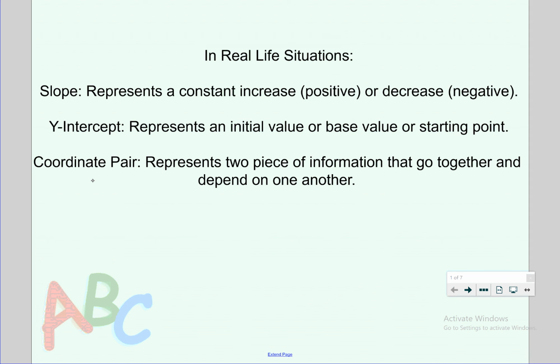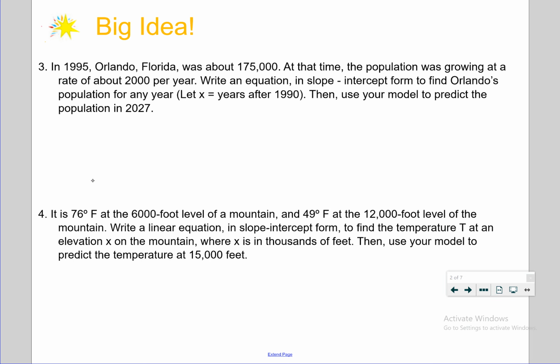You might be given a point. So if you have two pieces of information that go together, that represents an x and a y on a point in your line. You just have to maybe decide what's the x and what's the y. Remember, x is always an input, what you're starting with. Y is always an output, what you're ending with. So input, output, sometimes we use the words independent, dependent, if you've heard those before. Okay, so slope is our rise and our run, our increase, our decrease. Y-intercept is a starting amount, coordinate pair, or two pieces of information that go together.